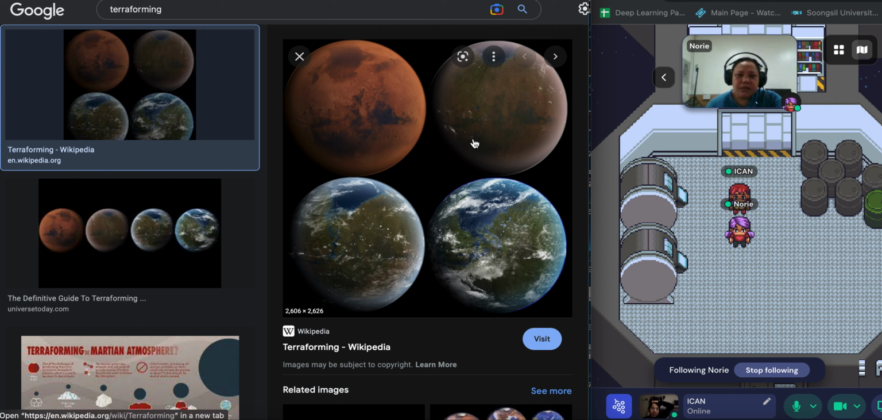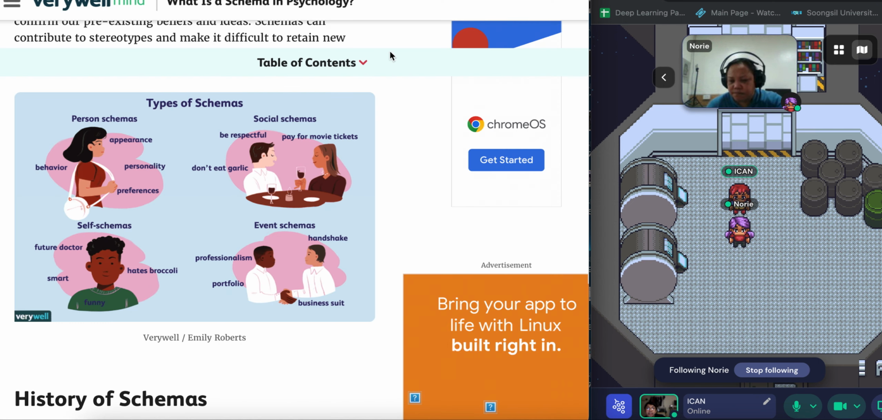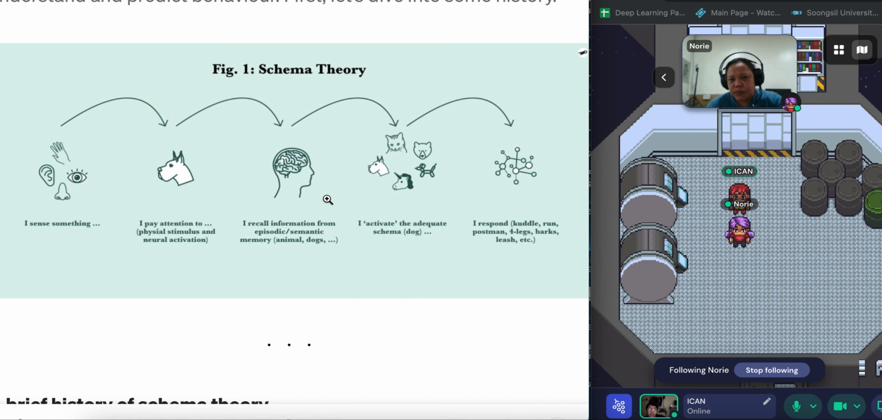Diba? If you see a dog and then kinagat ka, ay, nangangagat pala yun. Diba? Tapos sa susunod na nakita mo siya, hindi mo na naman naalala, hindi mo pinagana yung schema mo, hinawakan mo na naman, ay, kinagat ulit ako, kinagat ako. So, hindi siya nag-activate. So, that's why schema is important, because this is yung retention. This is the retention of information.